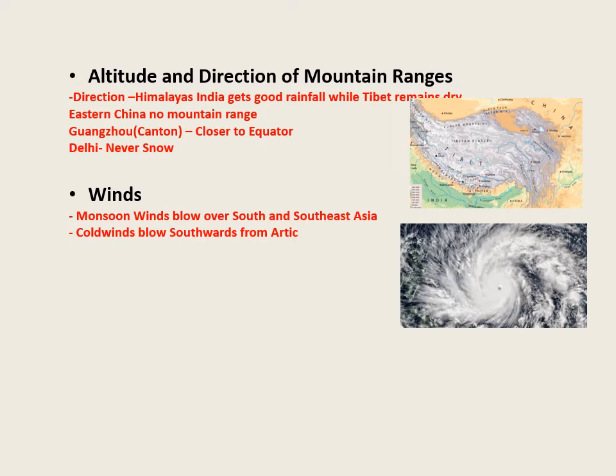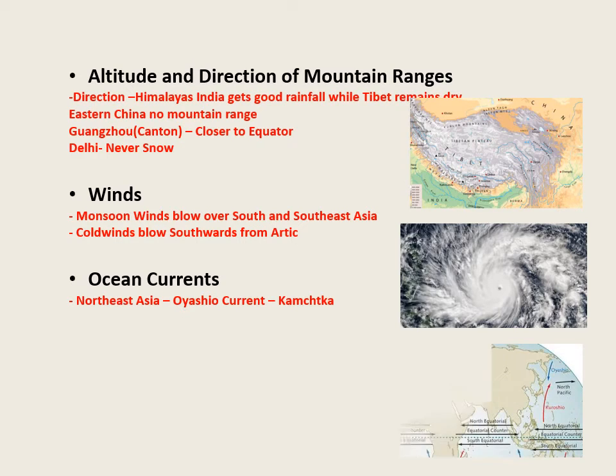The next factor is ocean currents. Ocean currents also influence the climate of the regions they flow past. However, as the western part of Asia is bound by land, it is only in Northeast Asia that ocean currents play a part in altering the climate. For example, the cold Oyashio current makes the winters of Kamchatka and North Japan very cold. On the other hand, the warm Kuroshio current has a moderating effect on South Japan during winter.